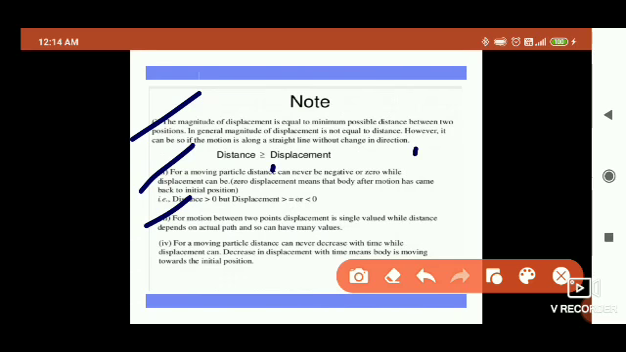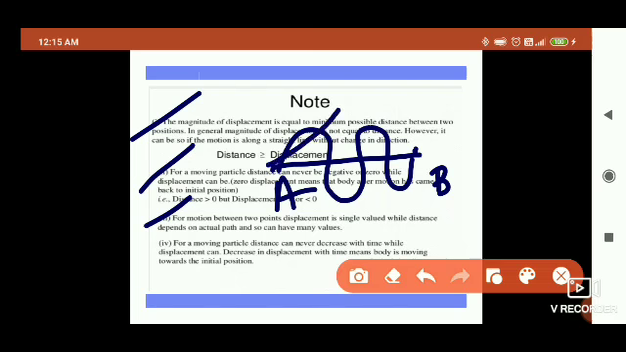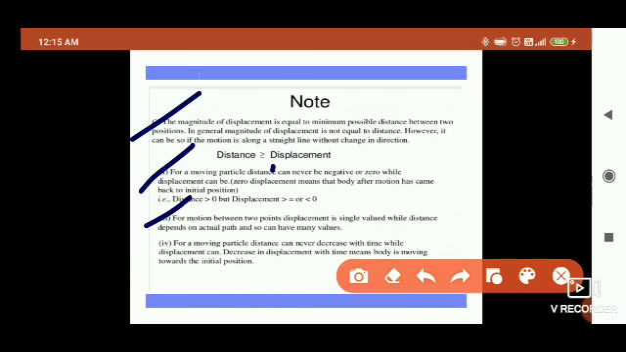As I have said, the shortest distance between any two points is a straight line. So we can say that displacement between any two points is single valued, but distance can vary. It can go by this way or it can go by this way. So the distance can vary, but displacement never.